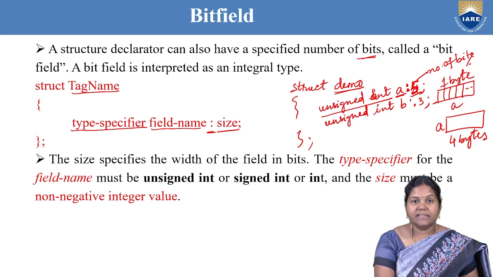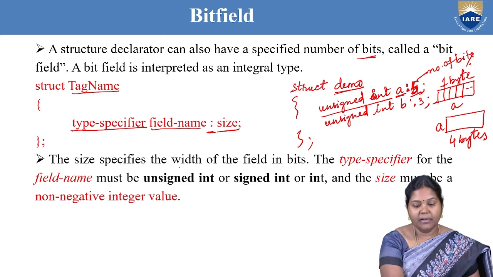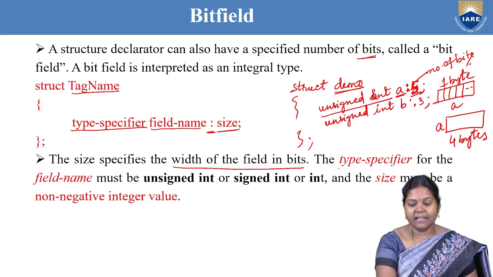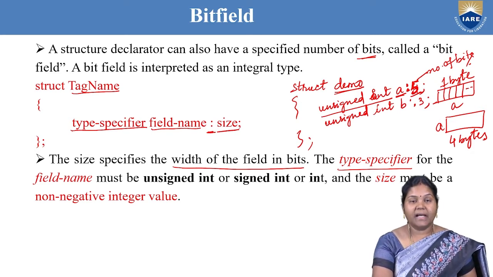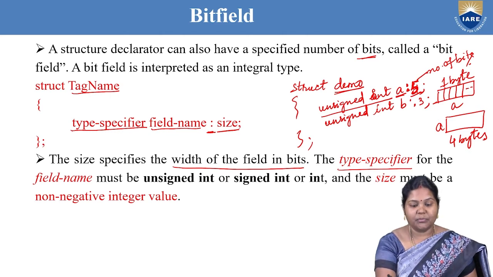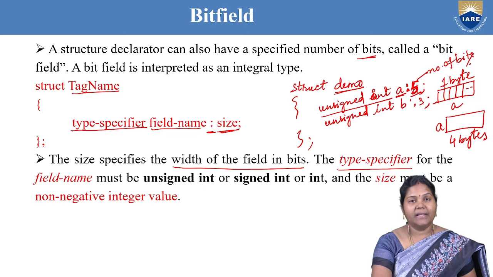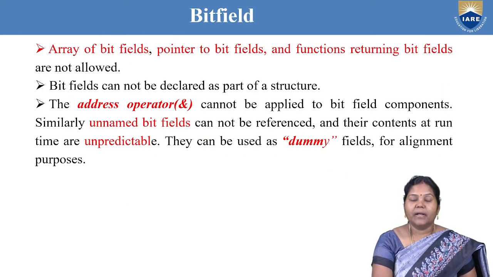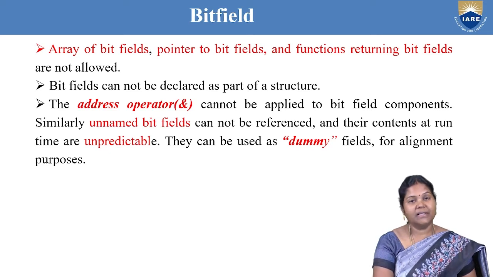Now, the size you are specifying is nothing but the width of the field in bits, and the type specifier for the field name must be unsigned integer or signed integer or integer. Now the size must be a non-negative integer value, so it must be a positive integer value. Now in the bit field concept, array of bit fields or pointer to bit fields or function returning bit field are not allowed in C language. So bit field is a concept which is used for each structure member so that memory can be saved.